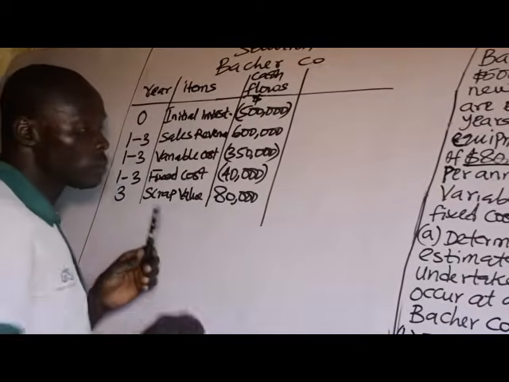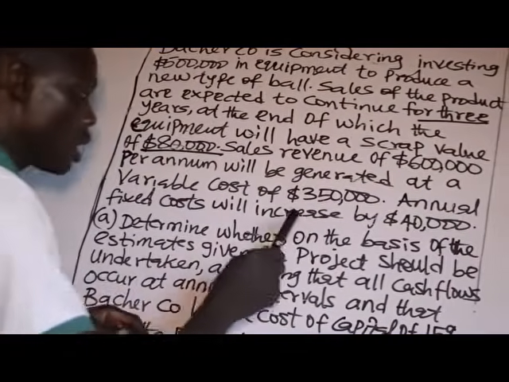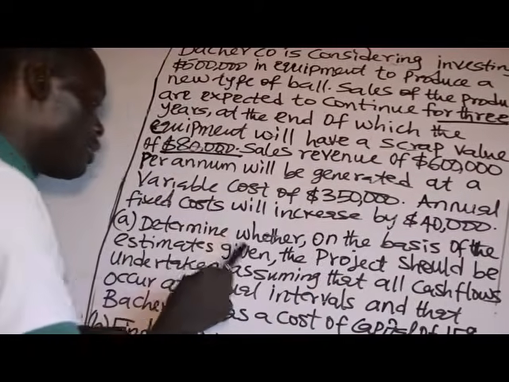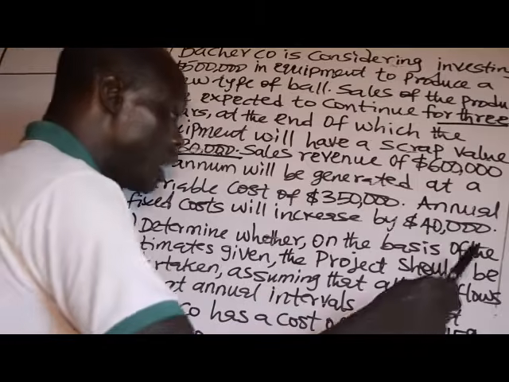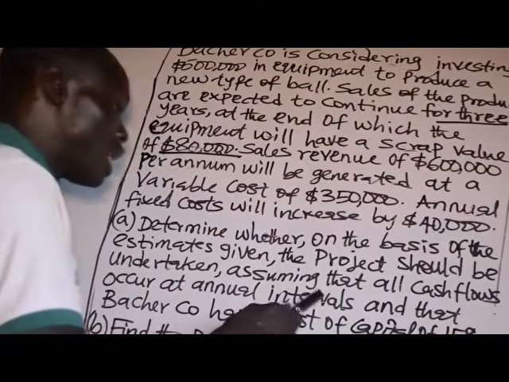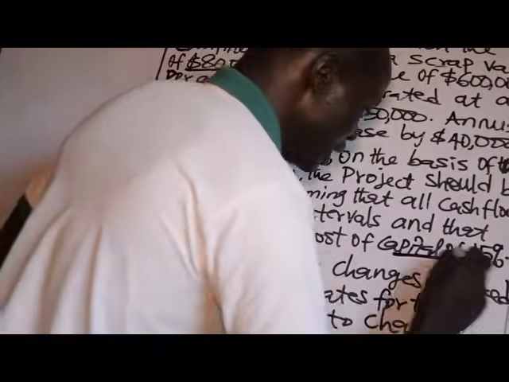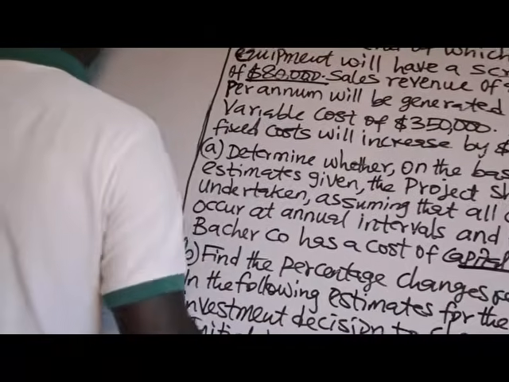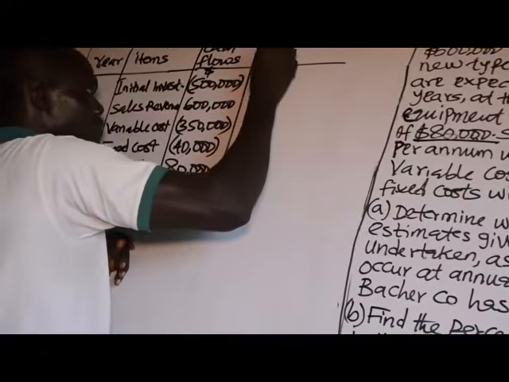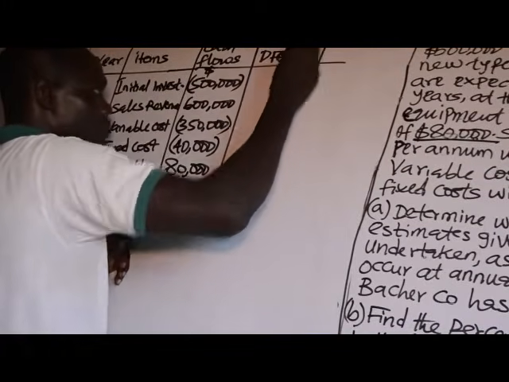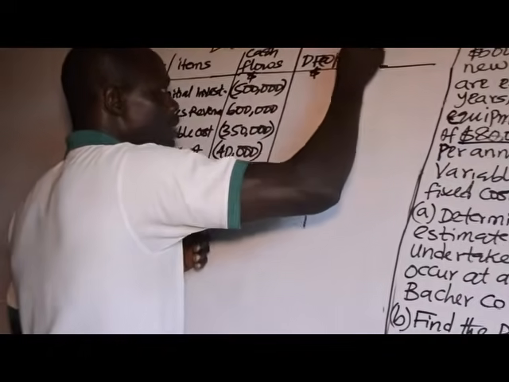Now back to the requirement. Determine whether, on the basis of the estimates given, the project should be undertaken, assuming that all the cash flows occur at annual intervals and that Basia has a cost of capital of 15%. So you are going to discount your cash flow, discount factor at 15% cost of capital. So then we also have the present value.